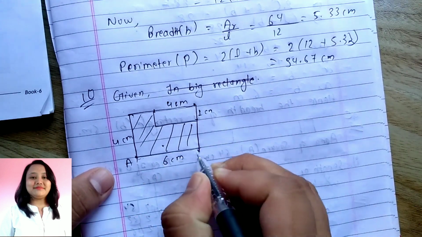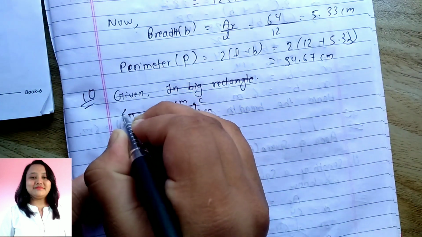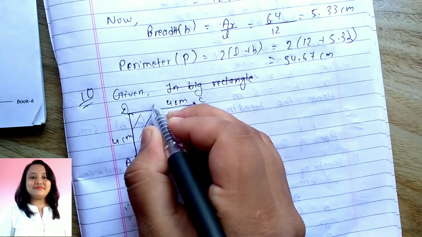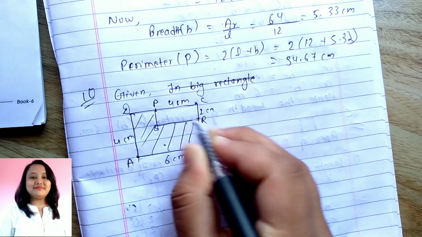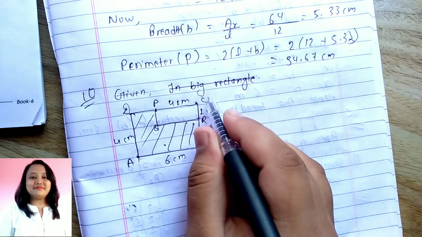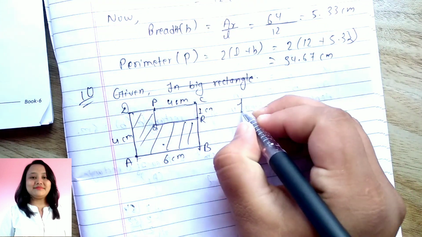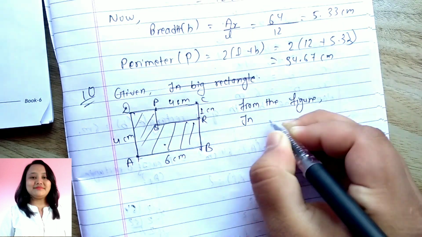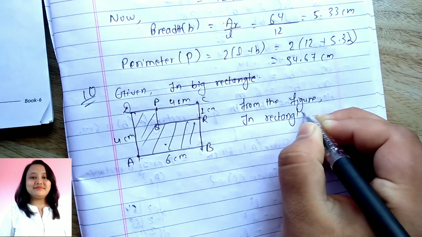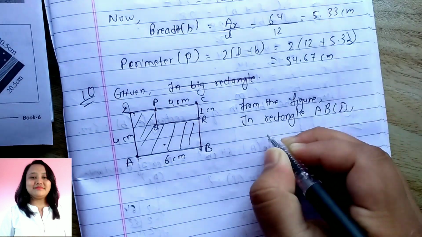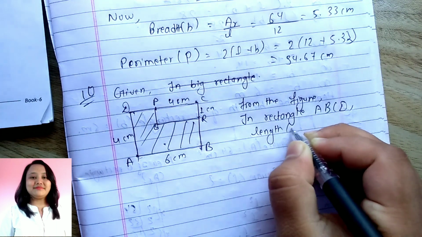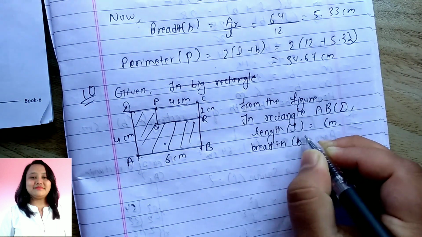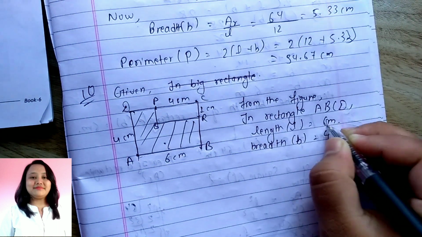So the big rectangle can be denoted as ABCD, okay, and the small rectangle, C is given, so we can write PQRC, okay, PQRC is a small rectangle. So from the figure, in rectangle ABCD, length L equals to 6 centimeter is given, breadth B equals to 4 centimeter is given, okay.